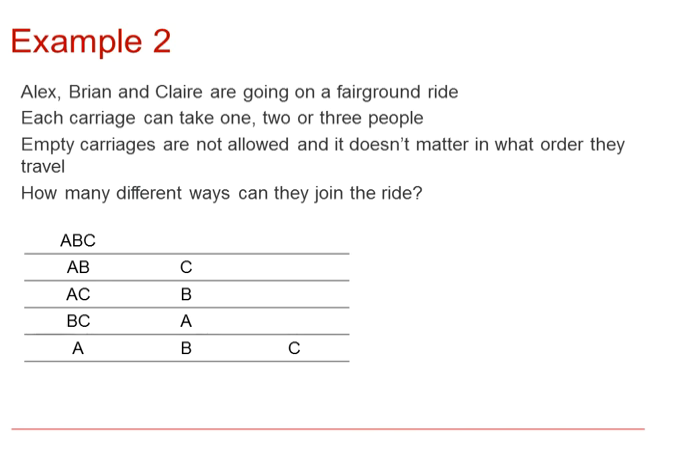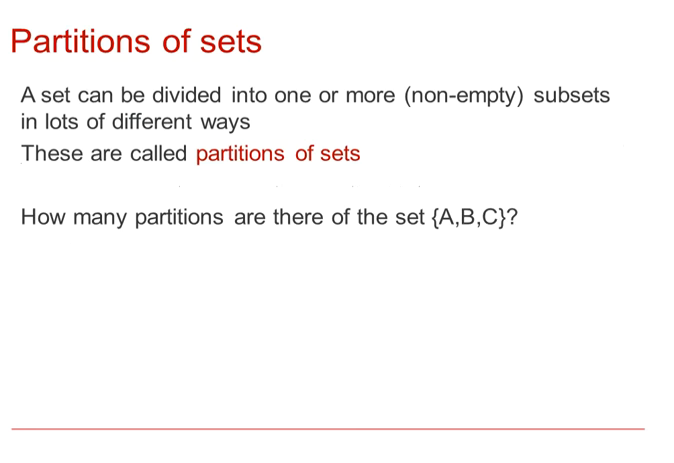Actually, what we're really looking at here is how to split a set of 3 items into non-empty subsets. So, looking at partitions of sets, a set can be divided into 1 or more non-empty subsets in lots of different ways, and these are called partitions of sets. So, in answer to the question, how many partitions are there of the set ABC, we found there were 5 in the last example. This answers an enumeration problem.